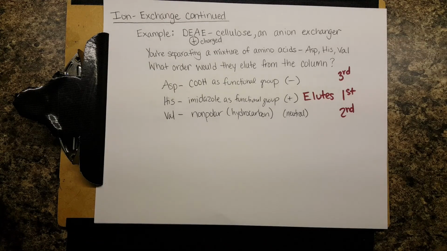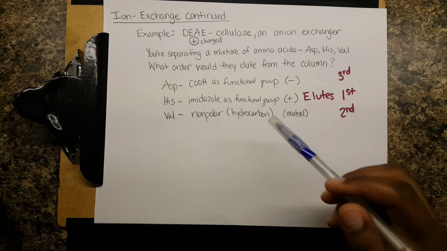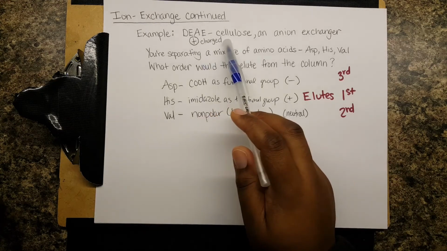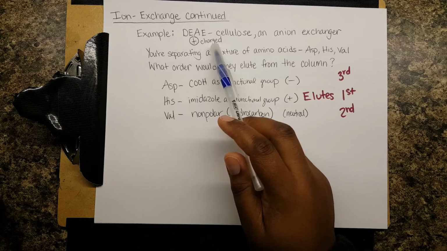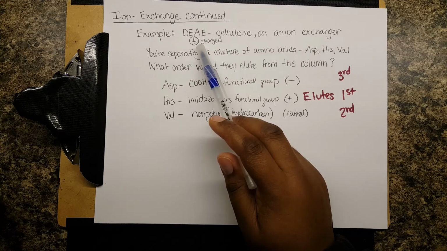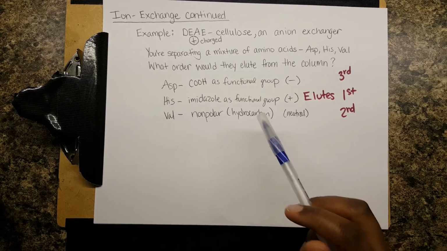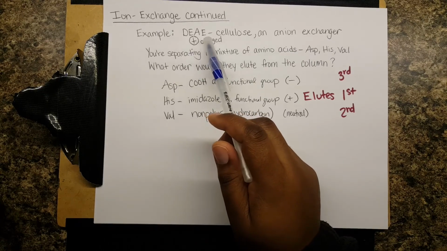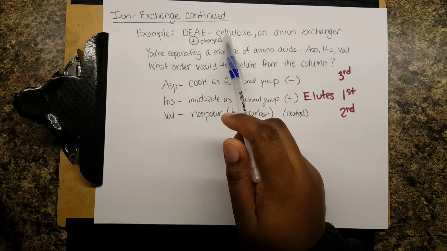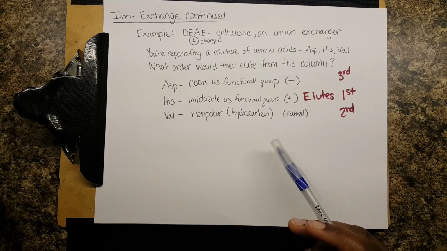So here's an example to give you a better idea of how ion exchange works. So let's say that you have DEAE cellulose, which is an anion exchanger, so it's going to be positively charged. Don't worry about what this stands for. This is the molecule that's cross-linked to cellulose to make this resin.